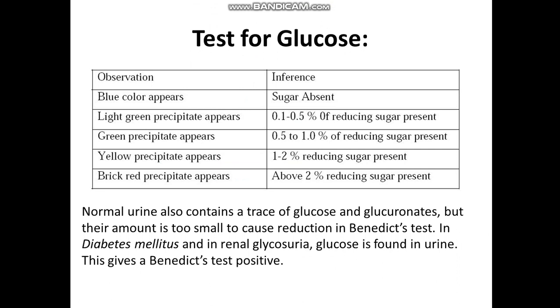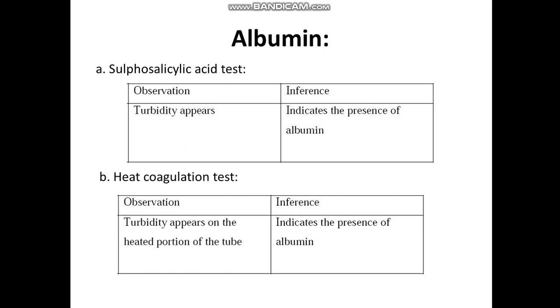In case of normal urine, it also contains a trace of glucose and glucuronides, but the amount is too small, as I have already told, it's not detectable to cause reduction in the Benedict test. But in diabetes mellitus and in renal glycosuria, glucose is found in urine, and this gives a positive Benedict test, showing the presence of glucose in glycosuria and diabetes mellitus. So this is what I have explained for the Benedict test.